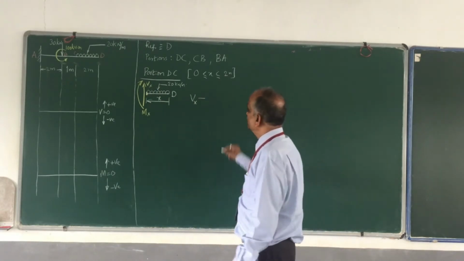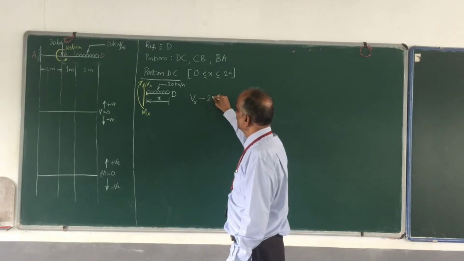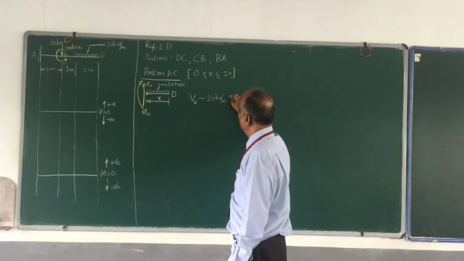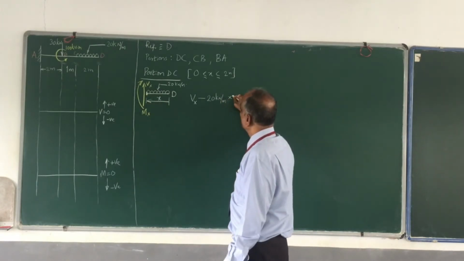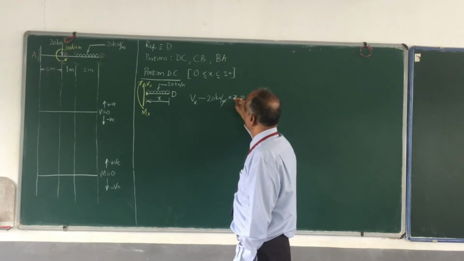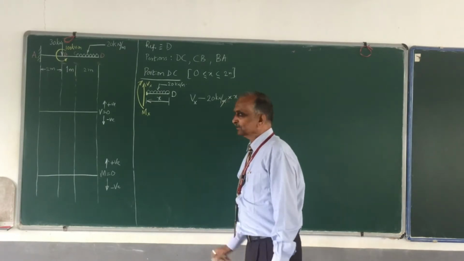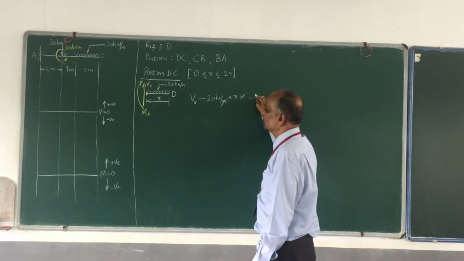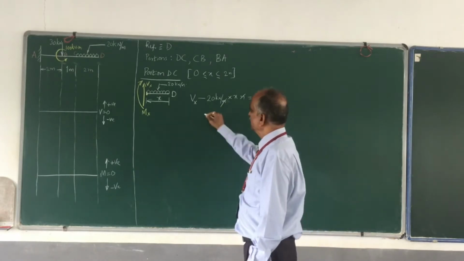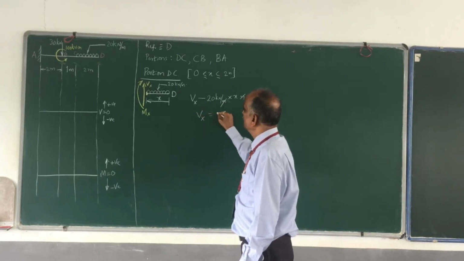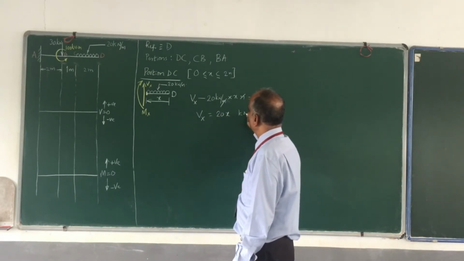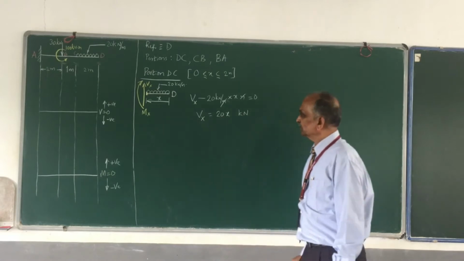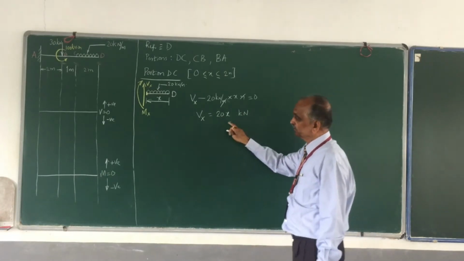How much is the force? So whatever is the magnitude, 20 kilonewton per meter multiplied by, what is the distance? How long? This is x meters. So meter cancels. Okay, the sum of this is equal to 0. I don't have any other force. Therefore, Vx is equal to 20 times x kilonewtons. So the shear force, what is the observation?